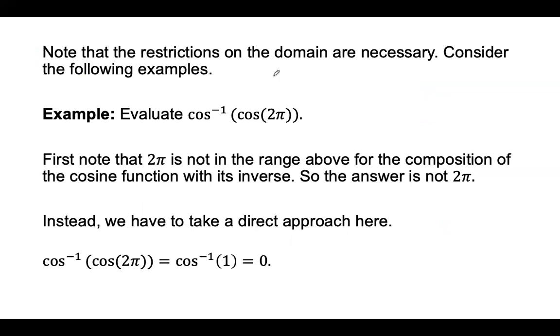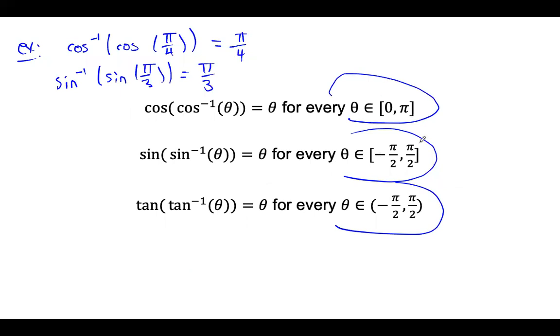So we have to note that the restrictions on the domain are necessary. And we could consider this example. The cos inverse of cos of 2 pi actually does not equal 2 pi, because you note that 2 pi is not in this range above of the composite of the cosine function with its inverse. So it can't be 2 pi. Because if you go back here, 2 pi is not in this range, as we can see.